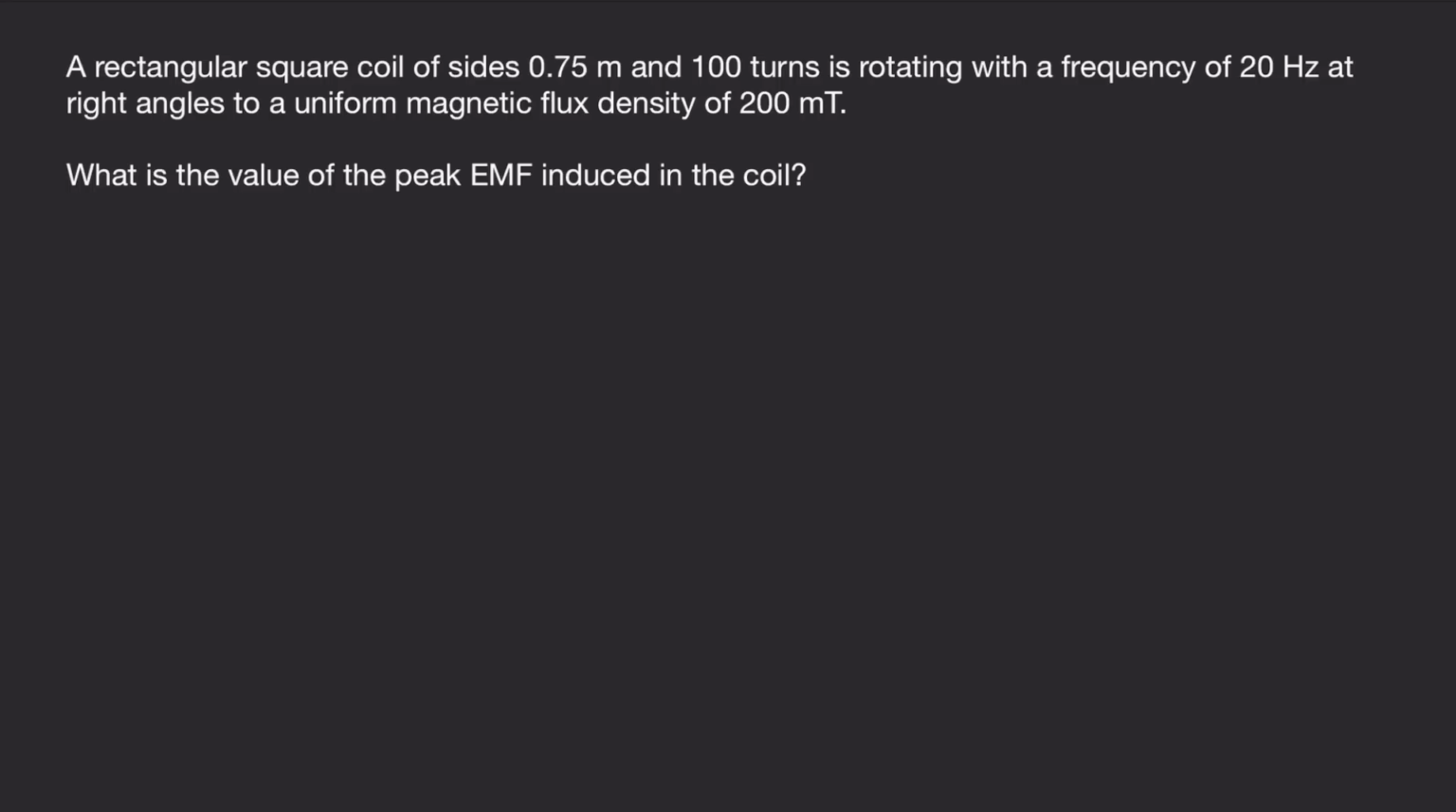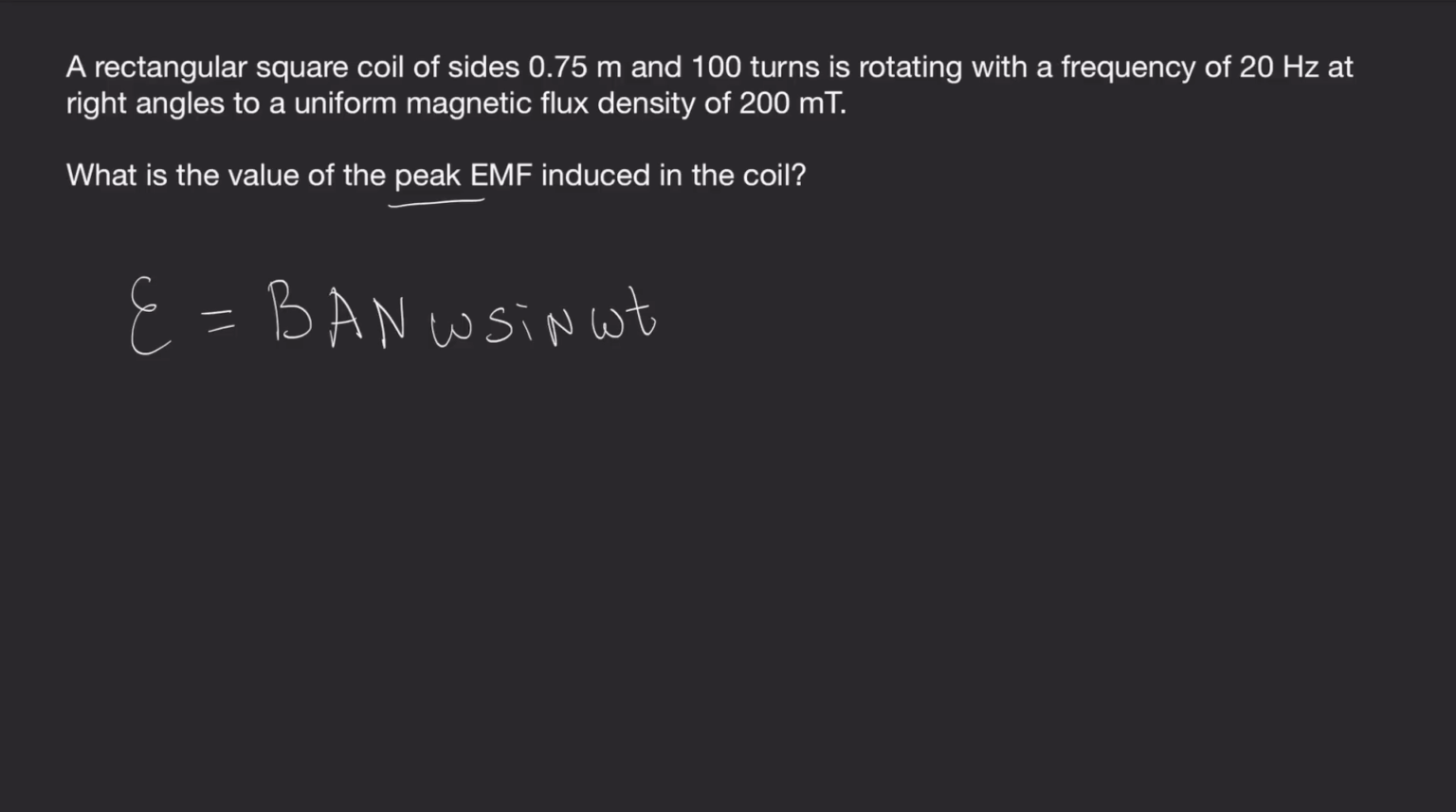We have a rectangular square coil of sides 0.75 meters, 100 turns, rotating at a frequency of 20 hertz at right angles to a uniform magnetic flux density of 200 millitesla. What is the peak induced EMF of the coil? So the word peak here is really important. We'll first write our EMF equation that it's simply equal to BAN, and then we have omega, and then we have sine of omega t.